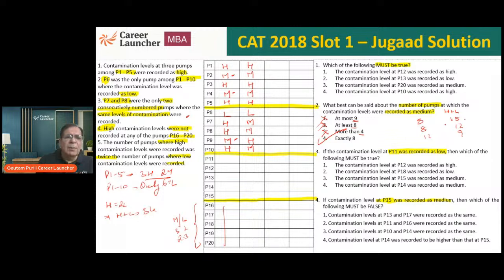Okay. And similarly, if you look at the other way around, which means what is the number of lows you are getting? Okay. Let's see. What are the number of lows you can get? Only 1 low here.